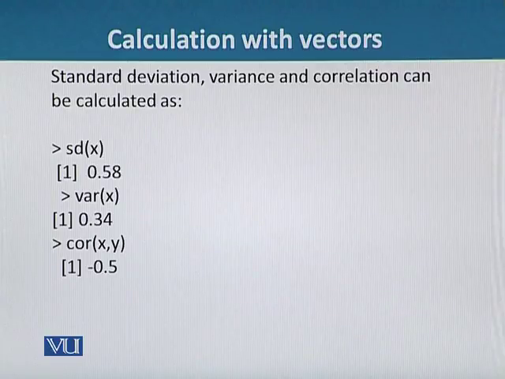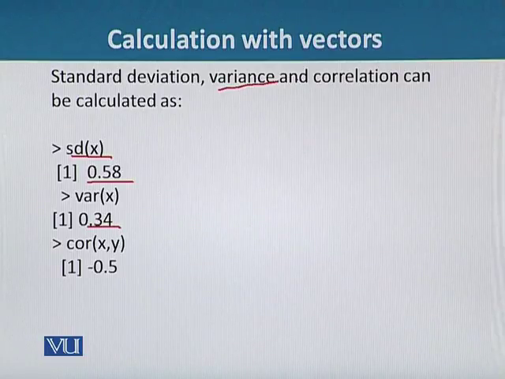Similarly, if we want to calculate the standard deviation, variance and correlation, we can do this. The same x we have seen before. If we want to calculate the standard deviation, then the command will be sd, and we write x in parentheses, then the answer will be 0.58. And again, if we want to find out the variance of that vector starting from 2 ending at 9, then the answer will be 0.34.